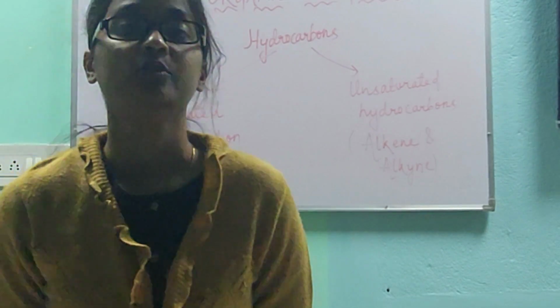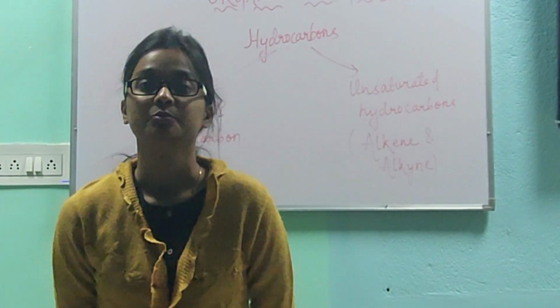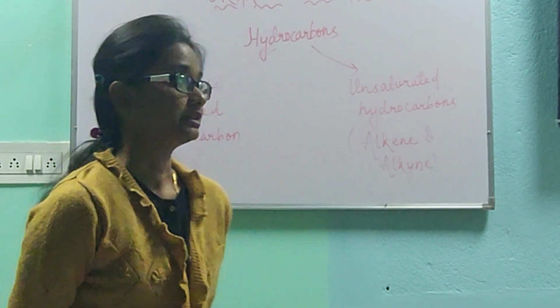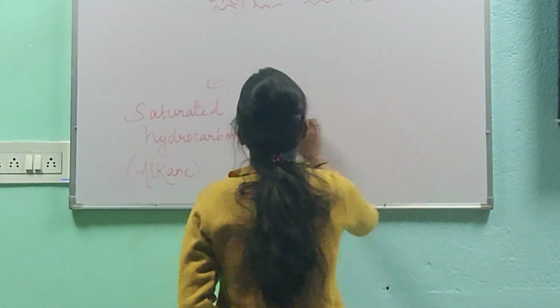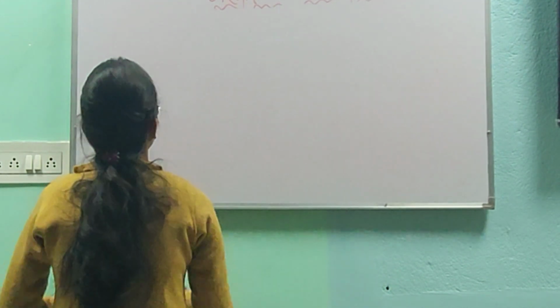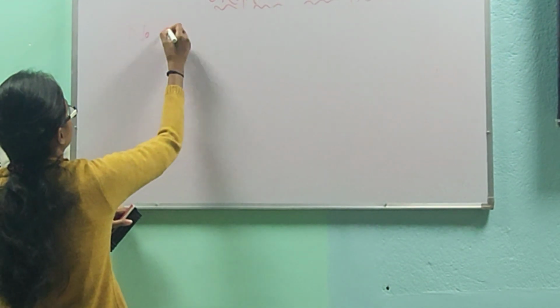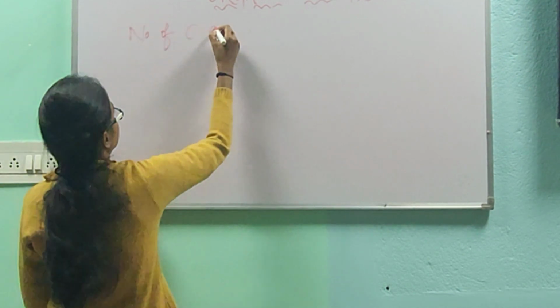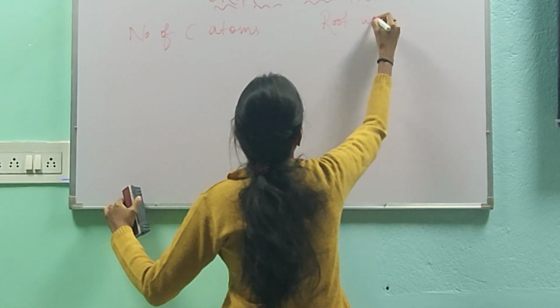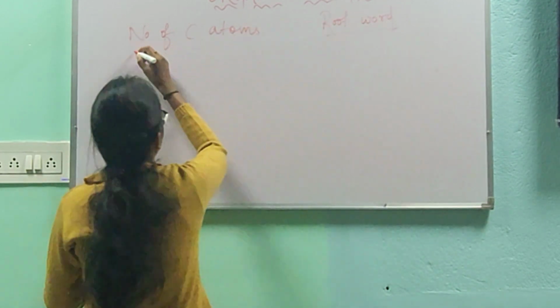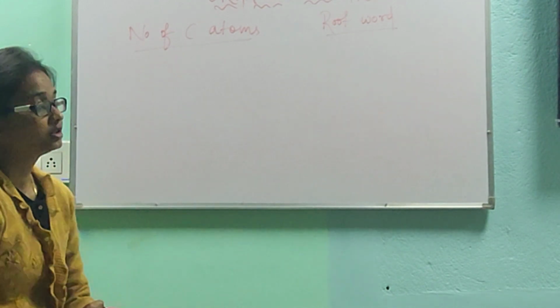Now coming to alkane, alkene and alkyne, we should be well aware about the term root word. Root word means the number of carbon atoms that is present. So depending upon the number of carbon atoms, we have the root word.